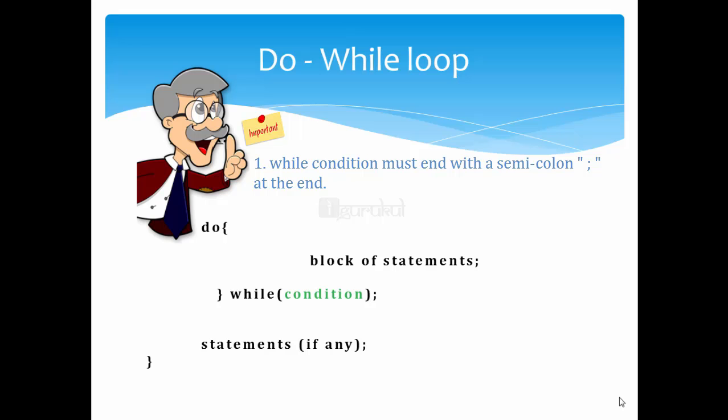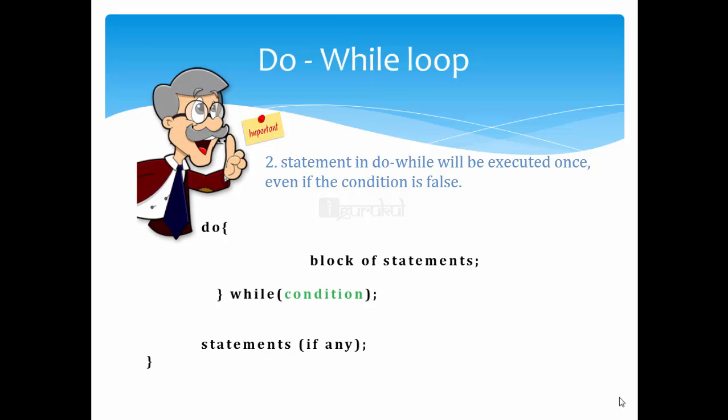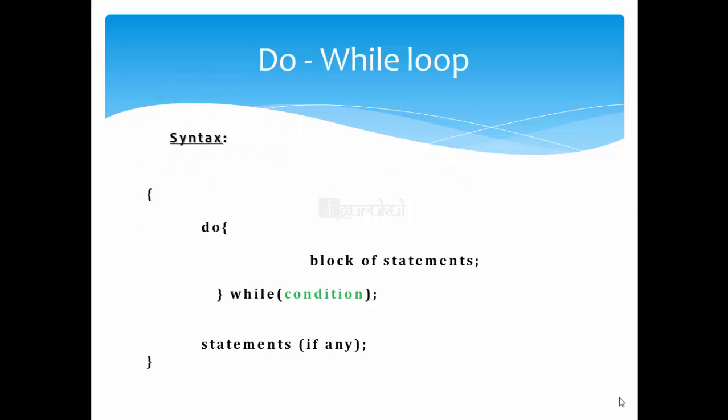So what we see from here is that the statement within the do while loop will be executed at least once, because we will be writing the block of code within the do. So when you compile your program, it will first execute the block of code, then it will check your condition. That means the block of code which you will write for the while loop will be executed at least once. So let's see it practically.